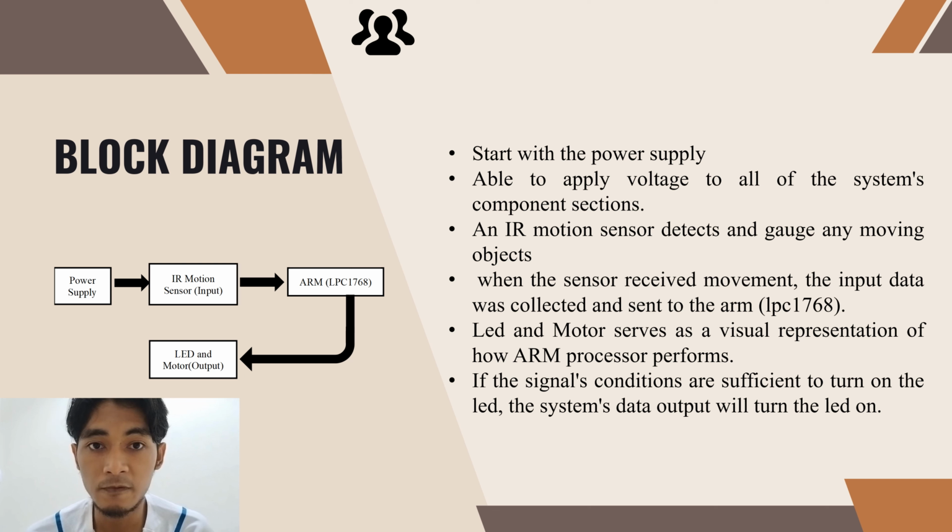This is our block diagram for our system. First, it will start at the power supply. The power supply will supply voltage to all the components in our circuit. Next, it will move into the IR sensor, which will act as our input. This IR sensor will detect movement passing through it. And then we move on to the LPC1768, which we use as our microprocessor. This microprocessor will receive the signal from the IR sensor. Next, we move into the LED and motor, which will act as our output. This LED and motor will blink and move based on the signal received from the LPC1768.